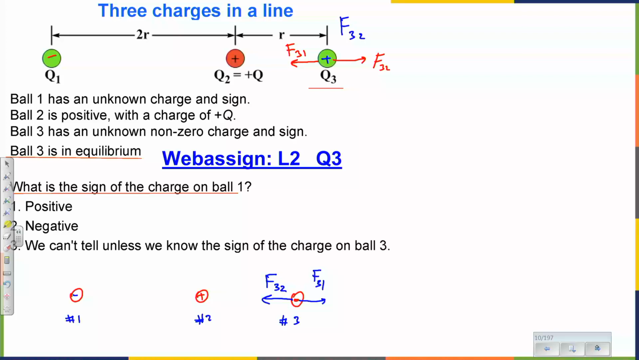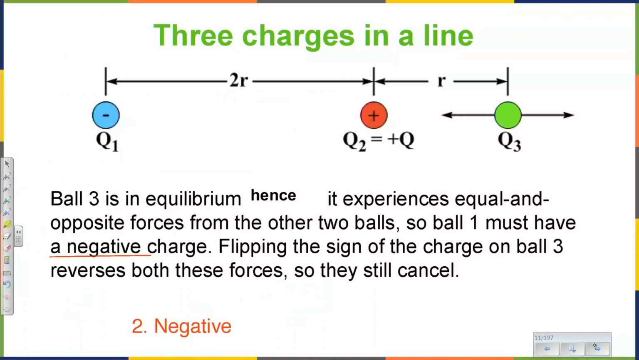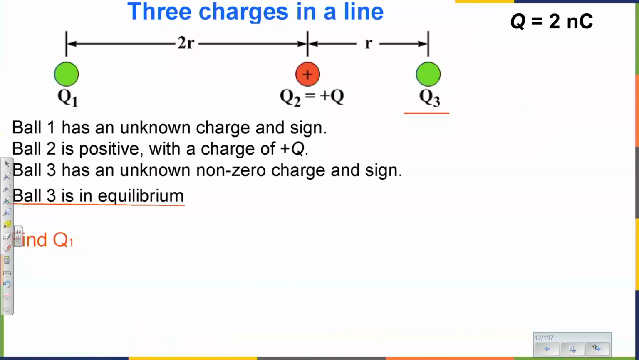Now, of course, we can ask a question. What is the magnitude of that charge? To keep the third charge in equilibrium, what should be the magnitude of the first charge if the magnitude of the second charge is given and we see some distances?